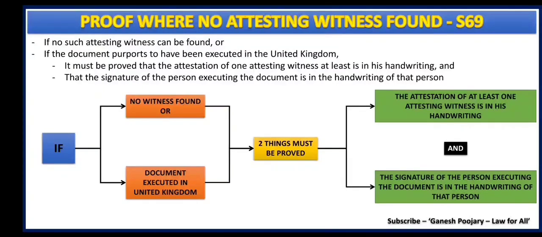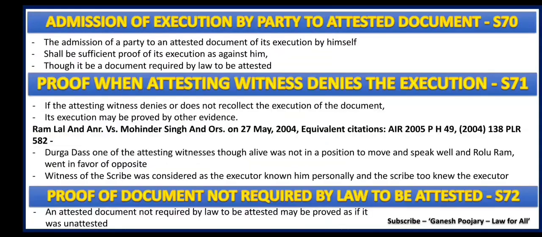Just to recall, under section 68 we have learnt that at least one attesting witness must be alive, subject to the process of the court, and capable of giving evidence. Here what happens? There is no such witness found or the document is executed in the United Kingdom. In that case, if these 2 things which are mentioned in the green box are satisfied, then the court will consider the same.